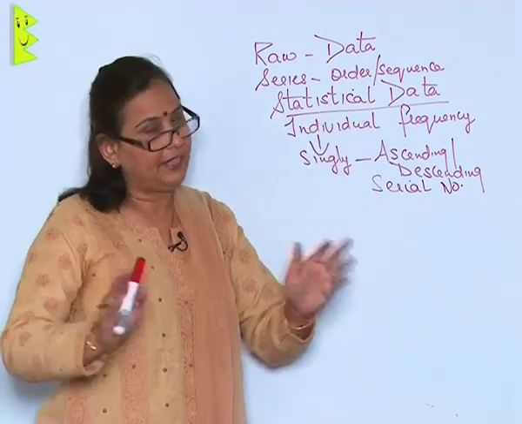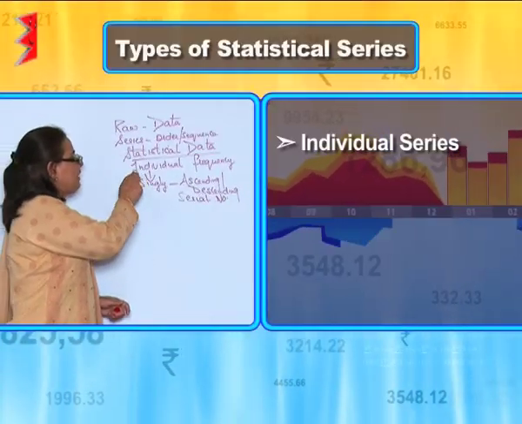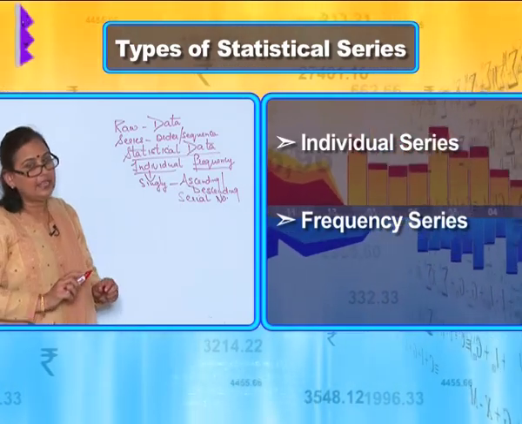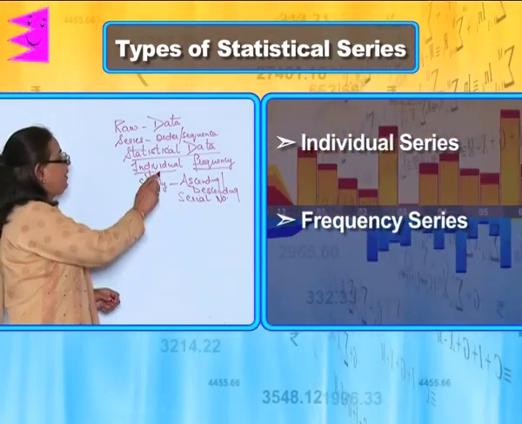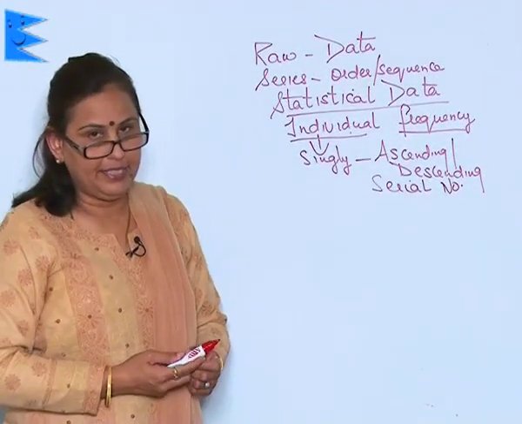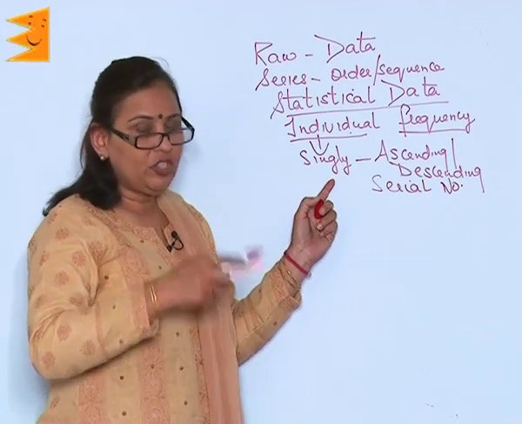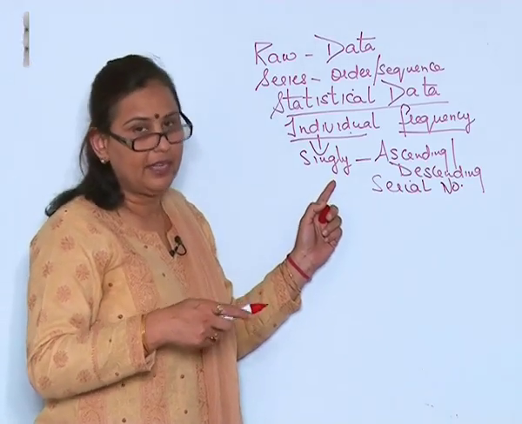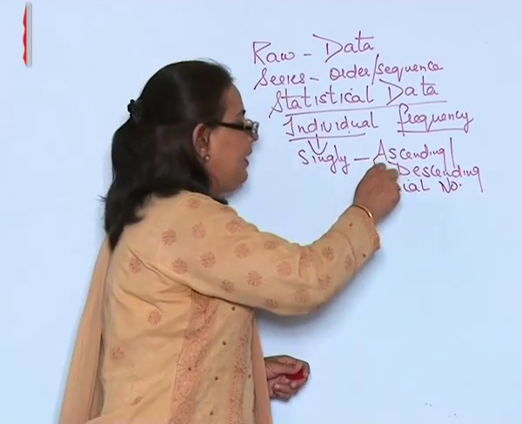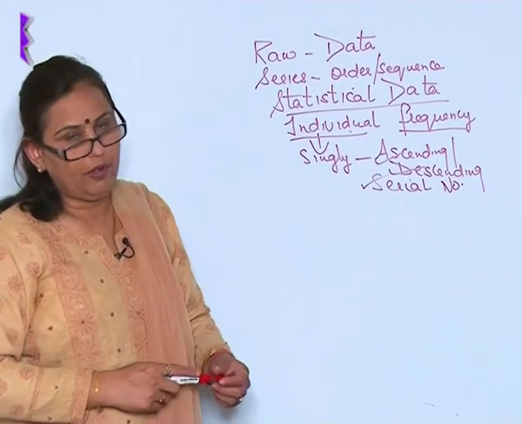When we talk of statistical data, it is of two types, the individual series and the frequency series. First of all, I am going to talk about the individual series. Individual, as the word indicates, means single. The information that we will be deriving will be single, and this individual series can be put in ascending order, descending order or serial number, and I shall teach you all of them.